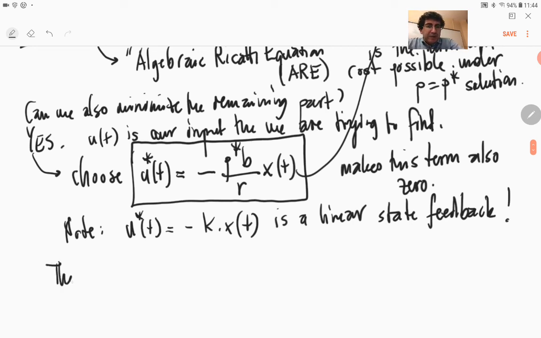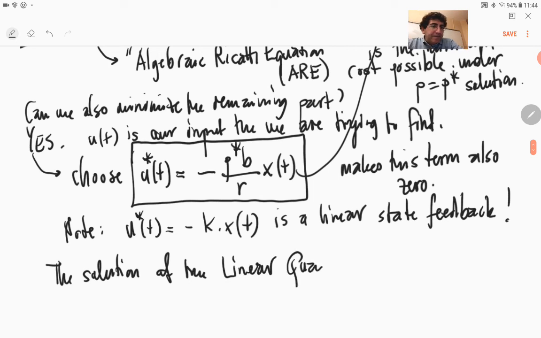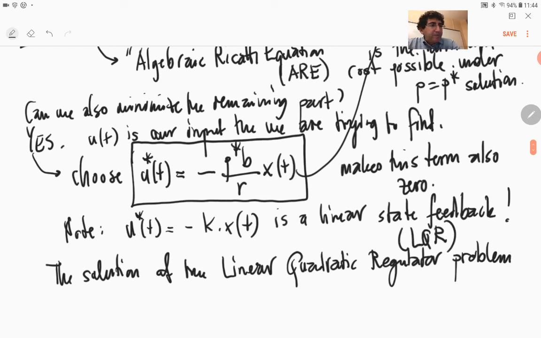So the solution of the linear quadratic regulator problem, this is our LQR problem, is a linear state feedback controller.